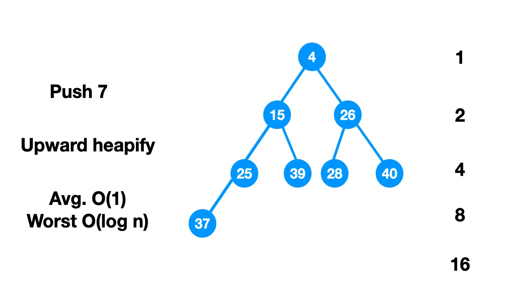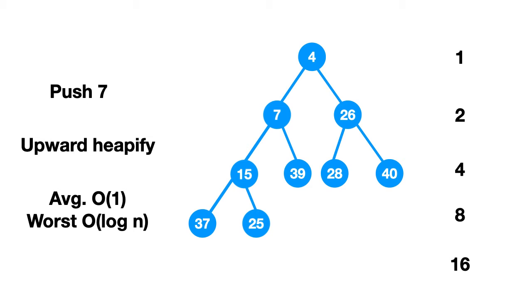Now we have a min heap, and we want to insert a node 7. We first insert the node at the bottom. Next, we compare it with its parent, 25. Since 7 is smaller and has higher priority, we swap 7 and 25. And then we keep comparing 7 with its new parent, 15. We can see that 7 is still smaller. Therefore, we need to exchange their positions. This is an upward heapify. We compare the node with its parent and exchange positions when needed.